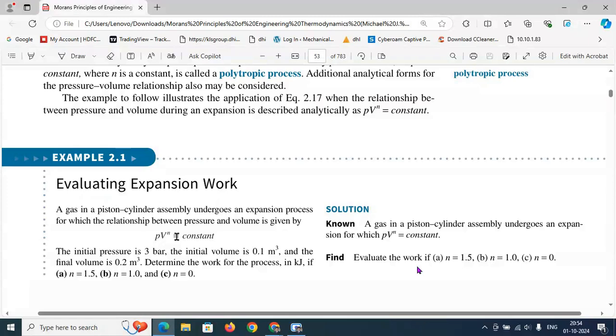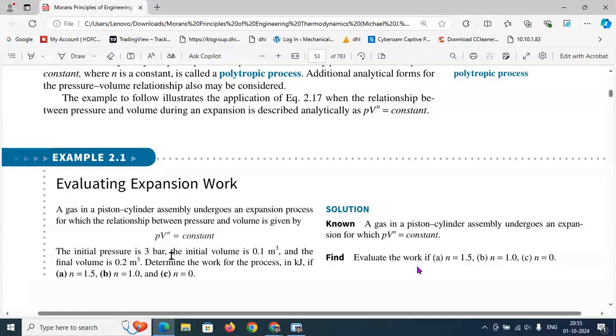Process for which the relationship between pressure and volume. Why pressure and volume? We want to find out the work done. Or if pressure and volume are given, I want to find out the heat interaction. It depends on what they want to ask. So pressure and volume is given by PV^n equals constant. It means it is not a constant pressure process. It is not a constant volume process. Because of this n or gamma, one should understand it is an isentropic or some other process. So this value is constant.